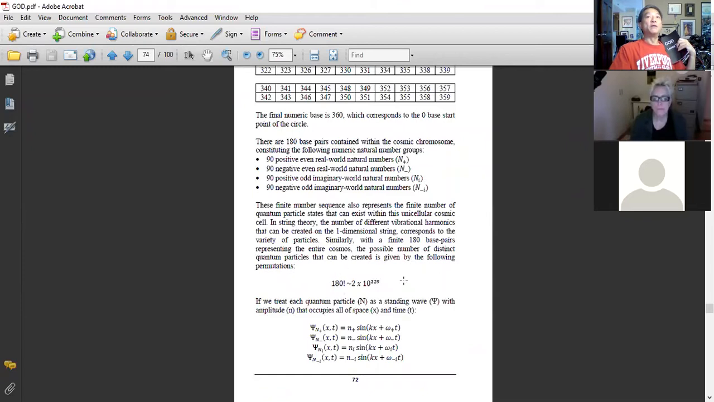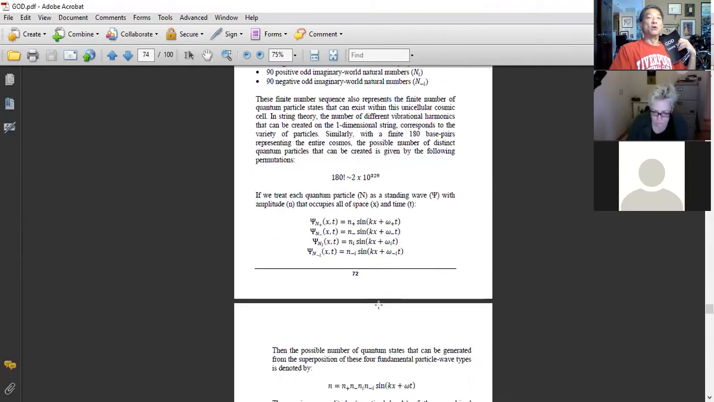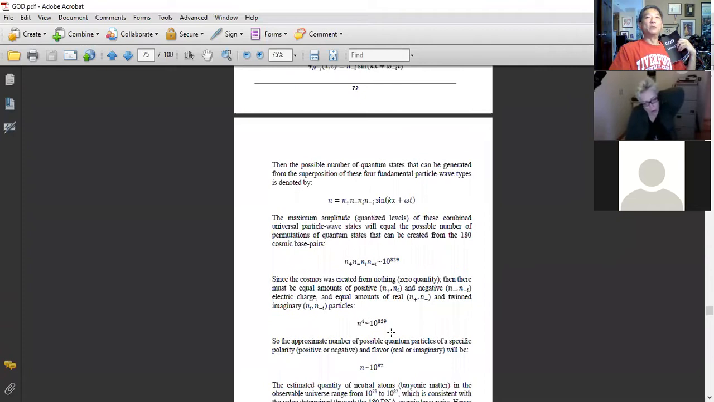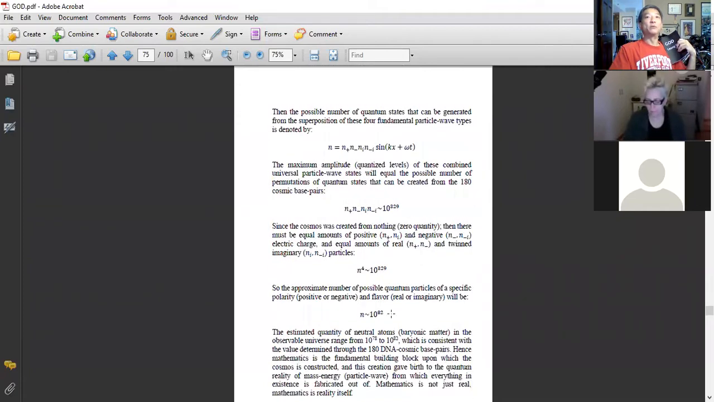So I took this divine 180 base pair and calculated the possible number of permutations of quantum states that you can generate out of 180 base pairs. Again, the calculations are all here, and you can either get the book or I can send you the documents to check for yourself. Using that permutation, I was able to calculate that the possible number of quantum states is 10 to the power 82. So what is the significance of this?